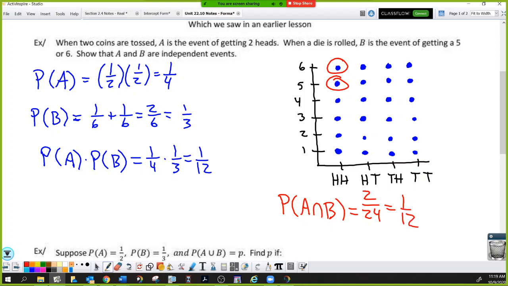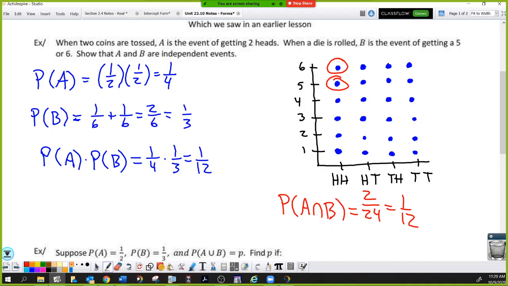Hey, look. The probability of A and B happening was the same as the probability of A times the probability of B. Since they are the same, these are independent events. Because two events are only independent if the AND statement has the same probability as the multiplication. I mean, that one's common sense, but what we just did proves it.